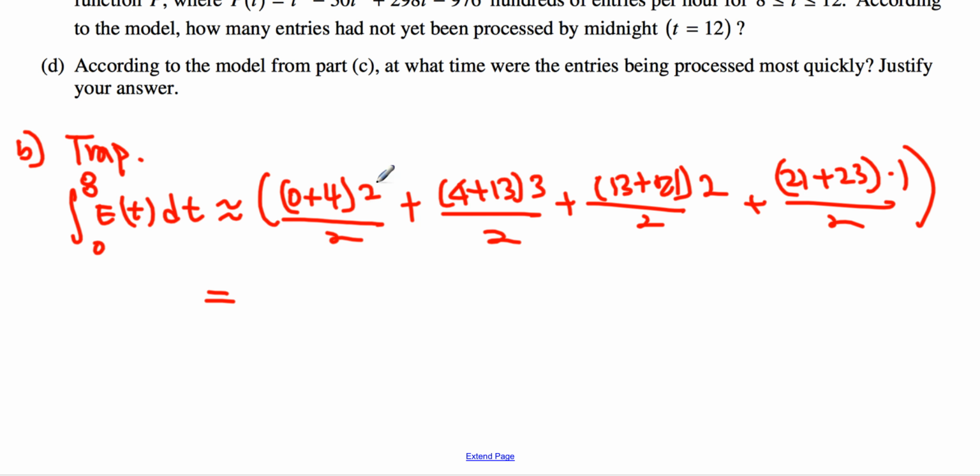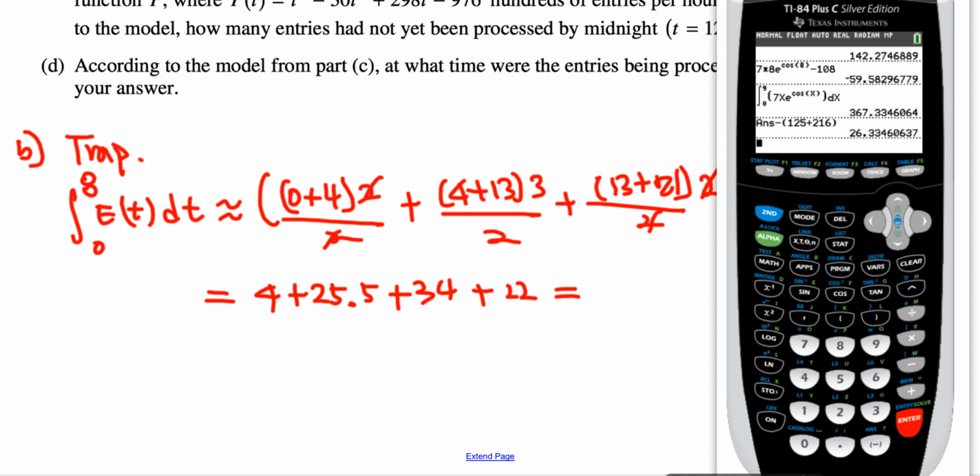Then here we end up getting these two cancel out. We get 4. Second one, now in this case becomes 17. 17 times 3 becomes 51. So we end up getting plus 25.5. Here becomes 34. Then the 2 cancels out, plus 34. And then the last one becomes 44 divided by 2 becomes 22.